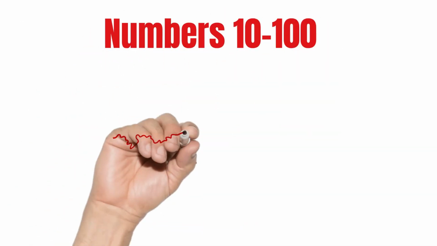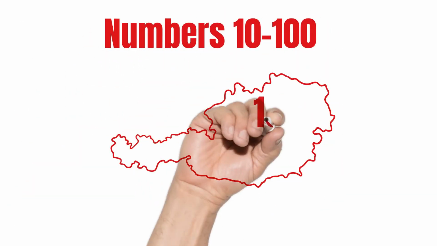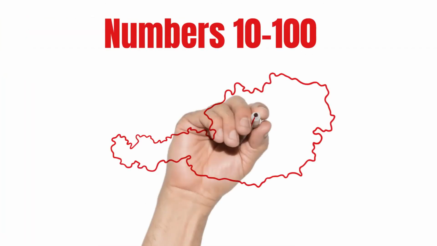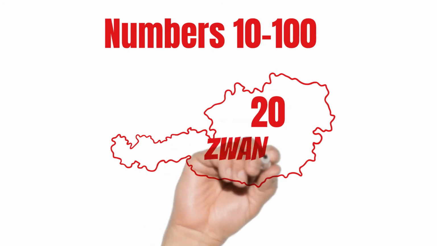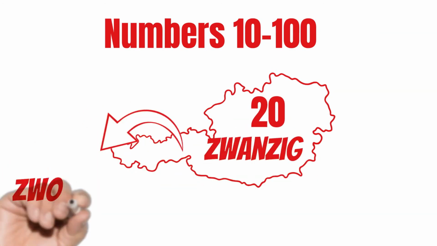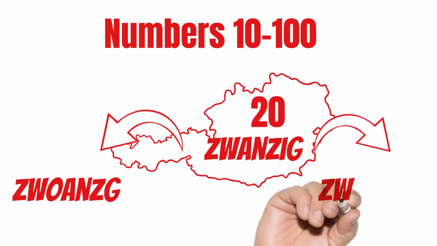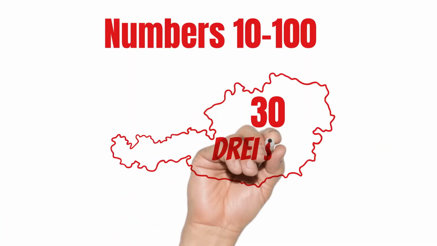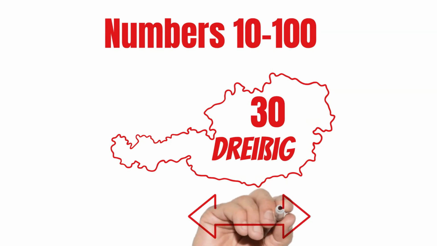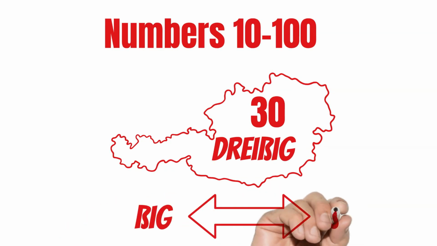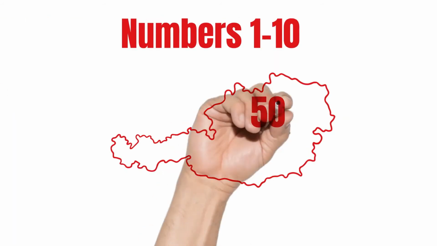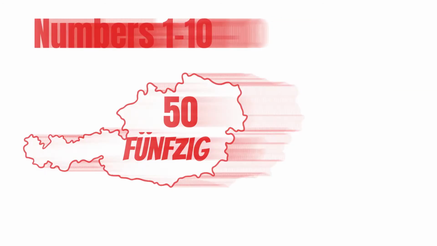The word for 10 is zehn and is the same in Standard German as well as in Austrian German. 20 means zwanzig, and in the West people will say zwanzg and in the East zwanzg. 30 is dreißig. This goes for the West and the East, but many people will say dreißg instead of dreißig. 40 is vierzig. 50 means fünfzig.